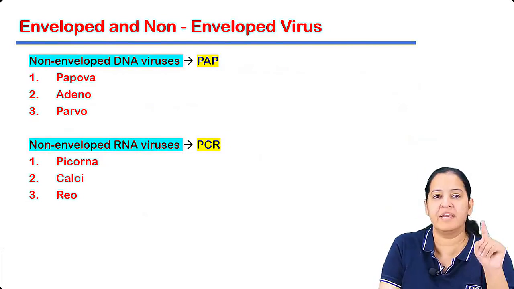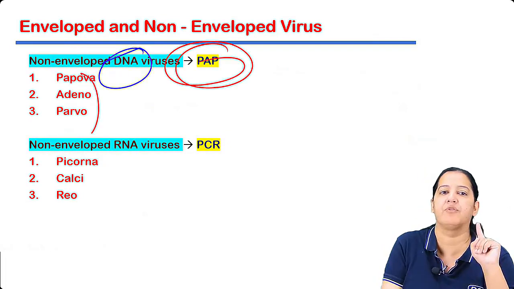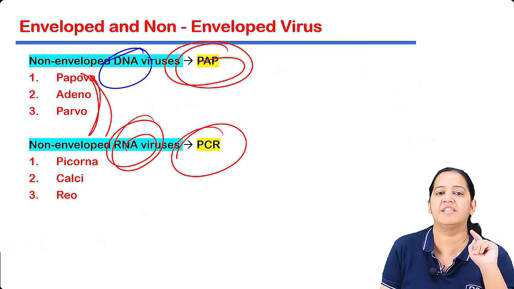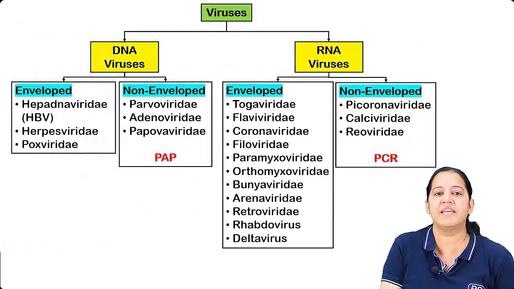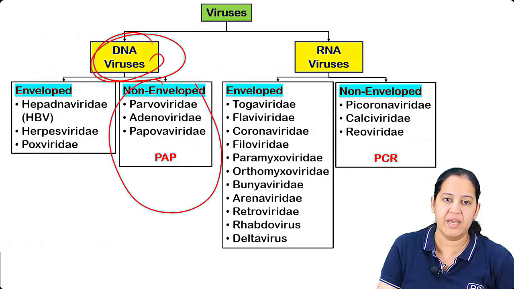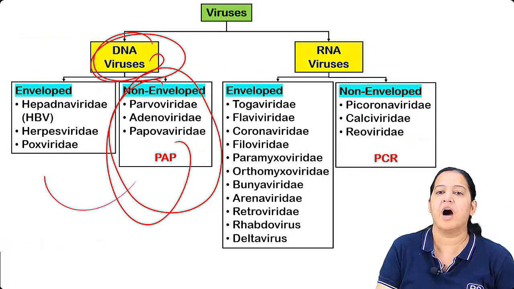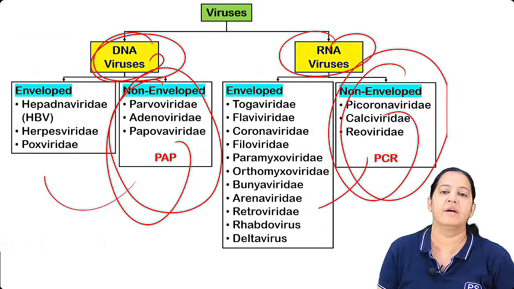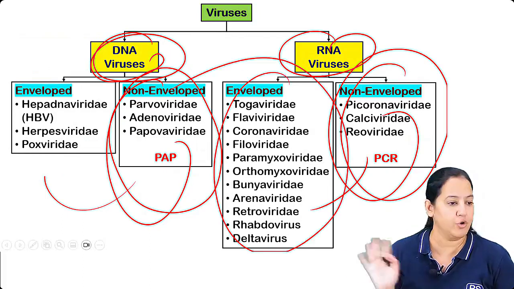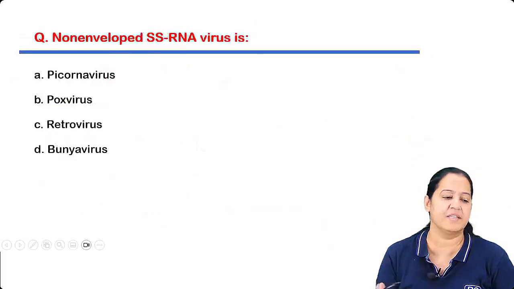Among the DNA viruses, naked is PAP, learn the full form. Among the RNA viruses, naked is PCR, learn the full form. So you can see among the DNA viruses, the 3 are naked. The remaining are enveloped. Among the RNA, the 3 are naked. The remaining 12 are enveloped. I do not want to make you learn that 12. Obviously, the remaining will be there.